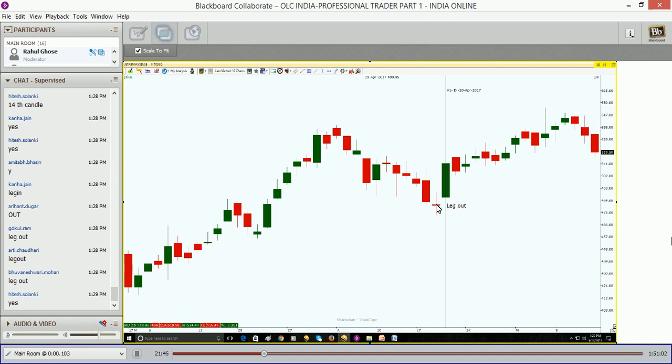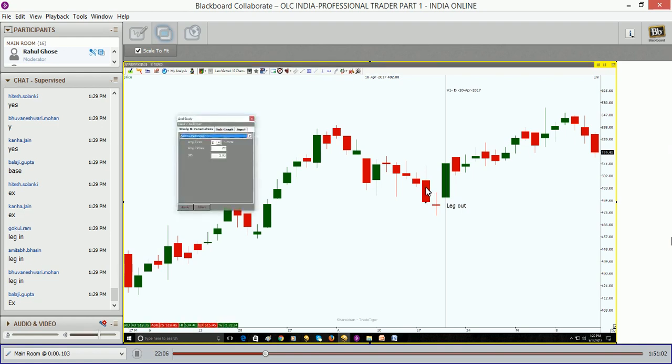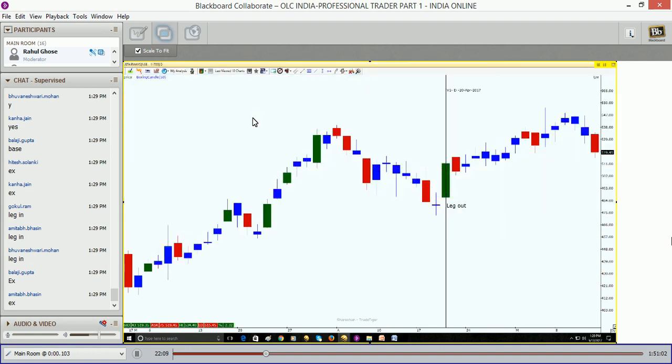What about this candle over here? Is this a base candle? What about this candle over here? Exciting, exciting, exciting. Okay, absolutely, the candle is indeed exciting, as you can see, which means that this candle becomes my, let me change that, as my leg in.